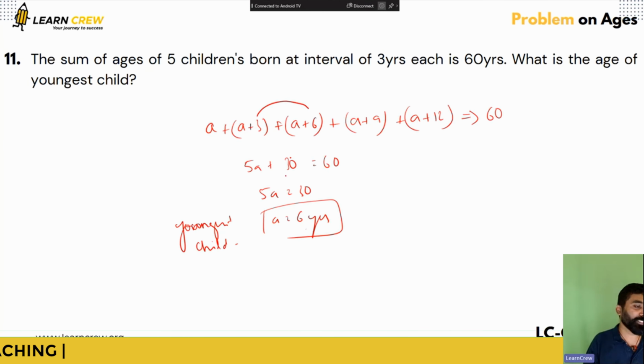5A plus 30 equals 60. 5A equals 30, or A is equal to 6. It's right. The youngest child's age is 6 years.